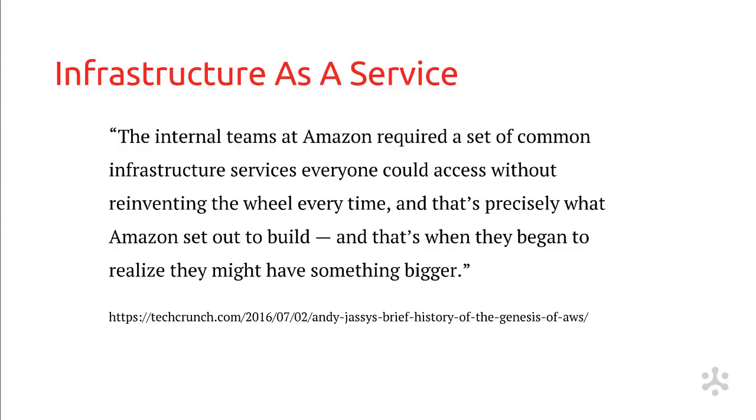So you might call it infrastructure as a service. This is a quote here. I'll just read it. So the internal teams at Amazon required a set of common infrastructure services everybody could access without reinventing the wheel every time. So talking about, again, databases, web interfaces, things like that. And that's precisely what Amazon set out to build. And that's when they began to realize they might have something bigger.